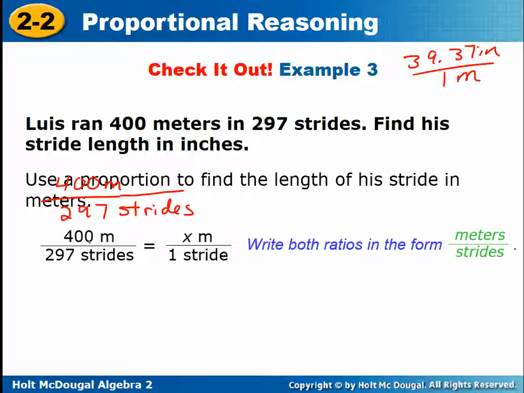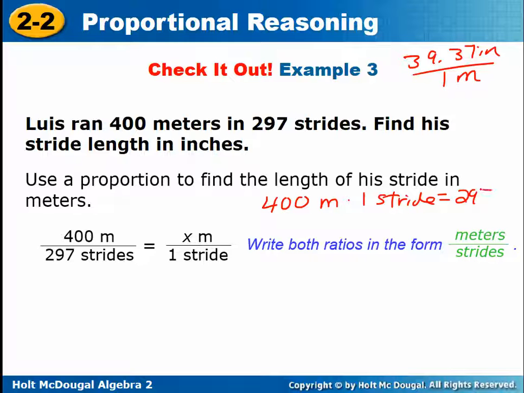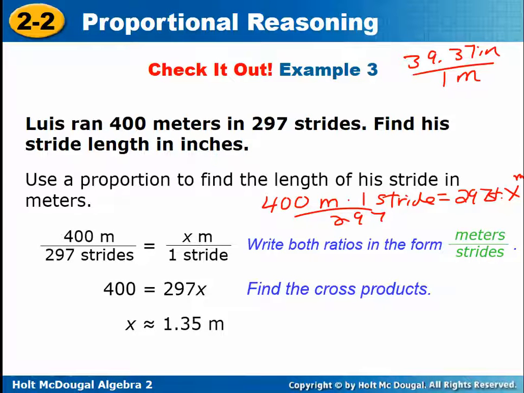Okay. We also know that we are trying to find how many meters are in one of his strides, and then we'll convert that to inches. So we cross multiply, and we get that 400 meters times 1 stride is equal to 297 strides times x meters. And then we would divide by 297 to find that 1 stride is equal to 1.35 meters.